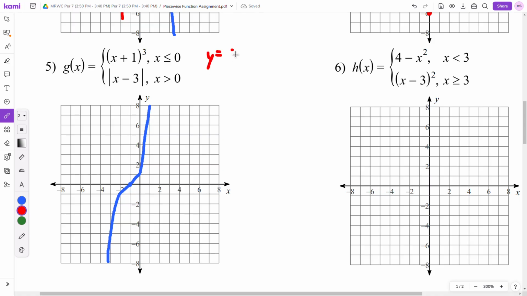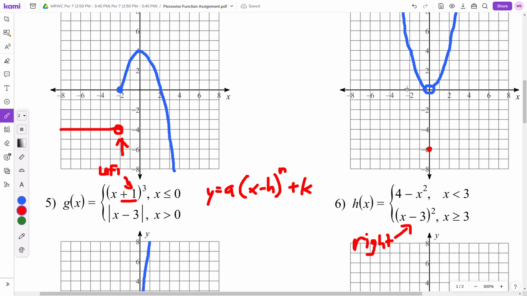Y equals a times x minus h, and then squared or cubed or some other integer value, plus k. So here, this value right here shifts it left. And this one right over here, for the next one, shifts it right. Do you see? Inside the parentheses, it goes left or right. Plus is left, and minus is right.